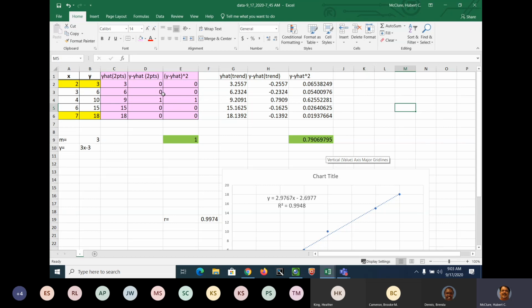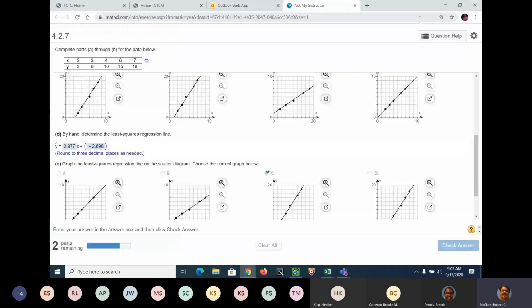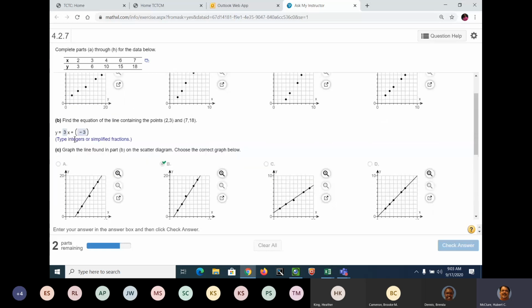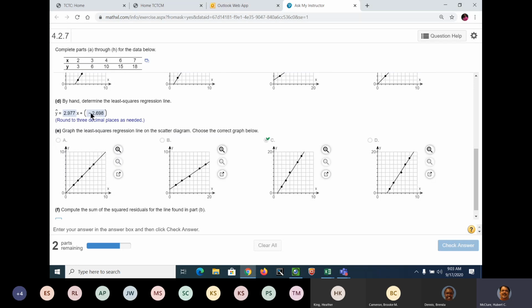So let's go back to the question. And there's the trend line. Here is your 2-point line. Here's your trend line. And you can find it. It should be right here. This one's below. This one's in line. This one's below. This is your answer.